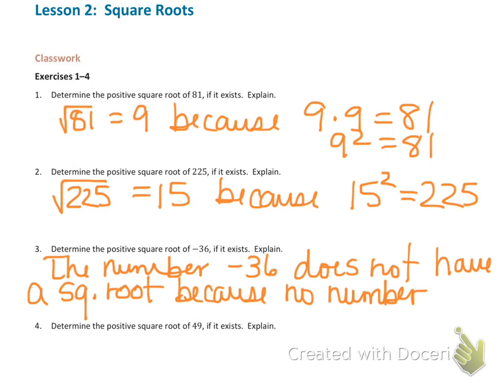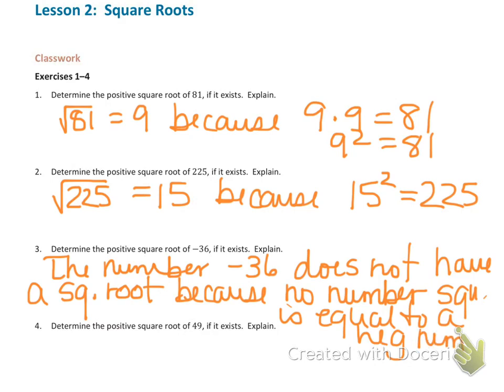Because no number squared is equal to a negative number. It's hard to get this all on the screen. Okay, there we go. So there's nothing that I can multiply by itself to get a negative number. Positive times positive is positive, and negative times negative is positive. So you can't take square roots of negative numbers.